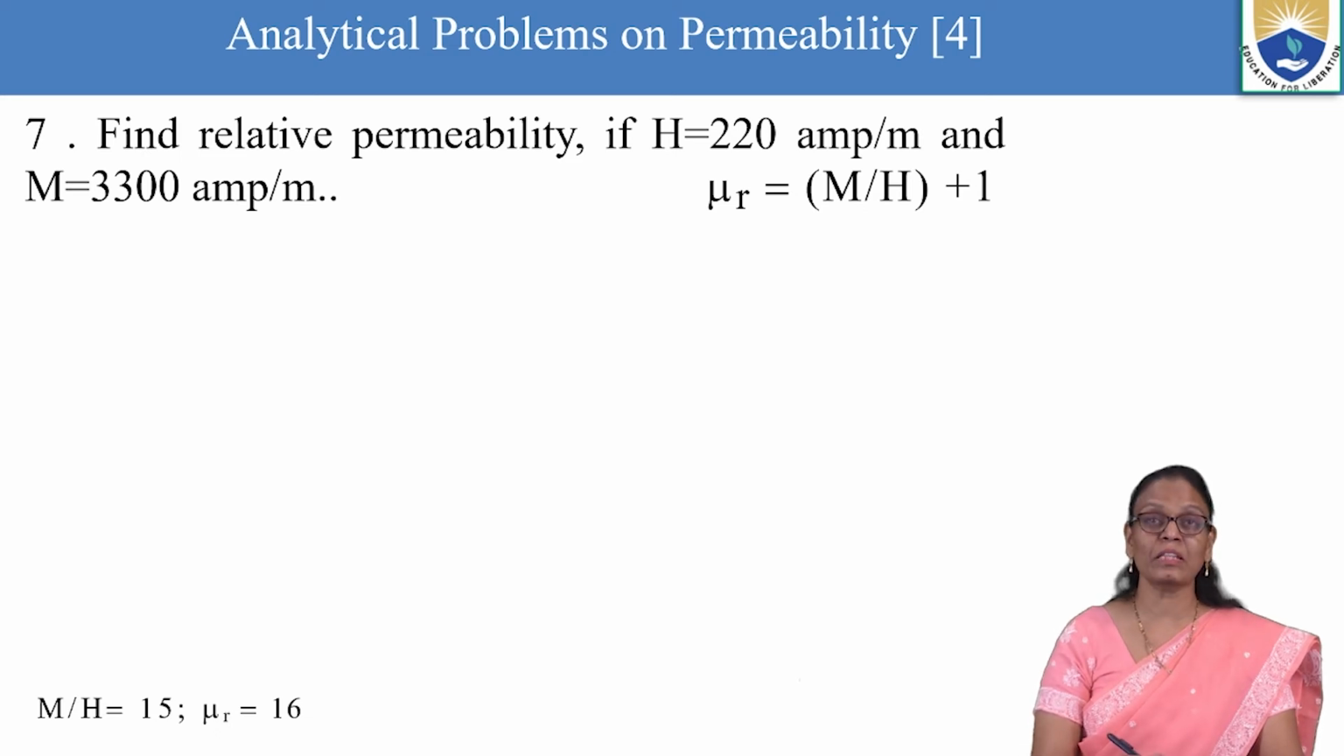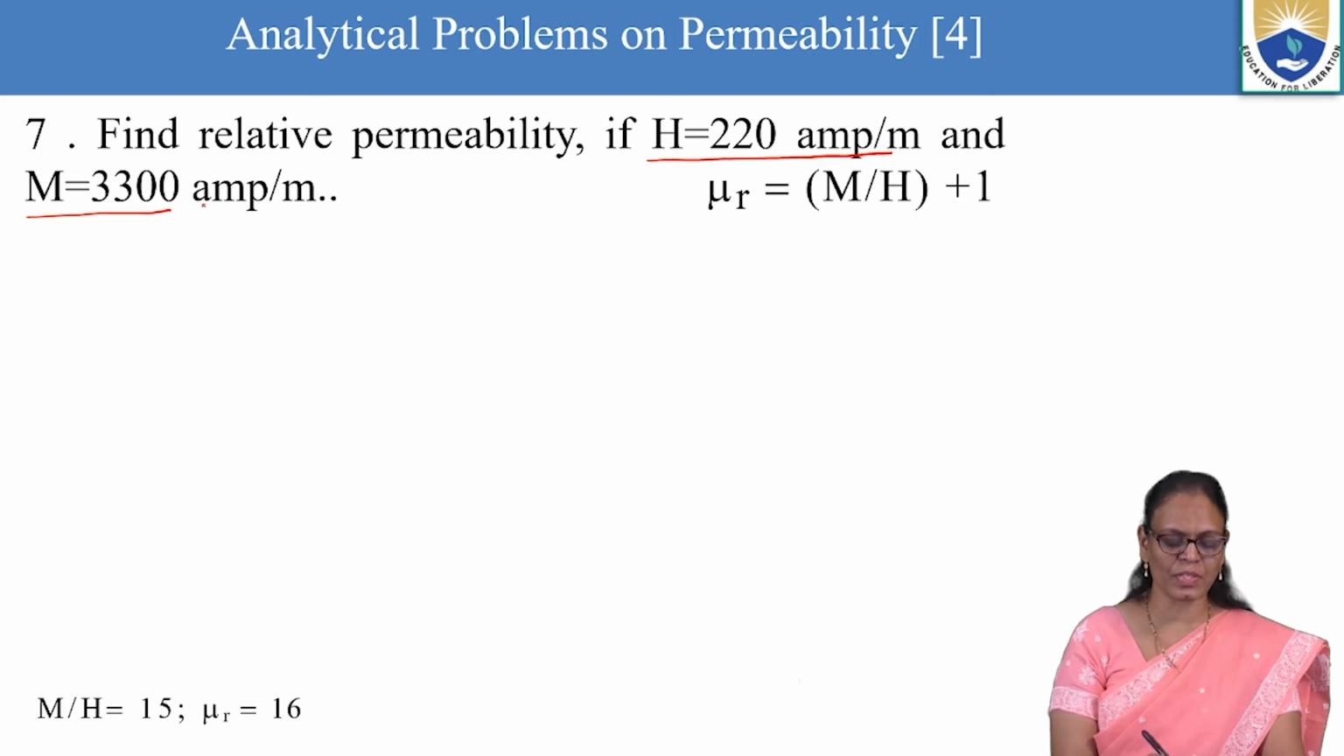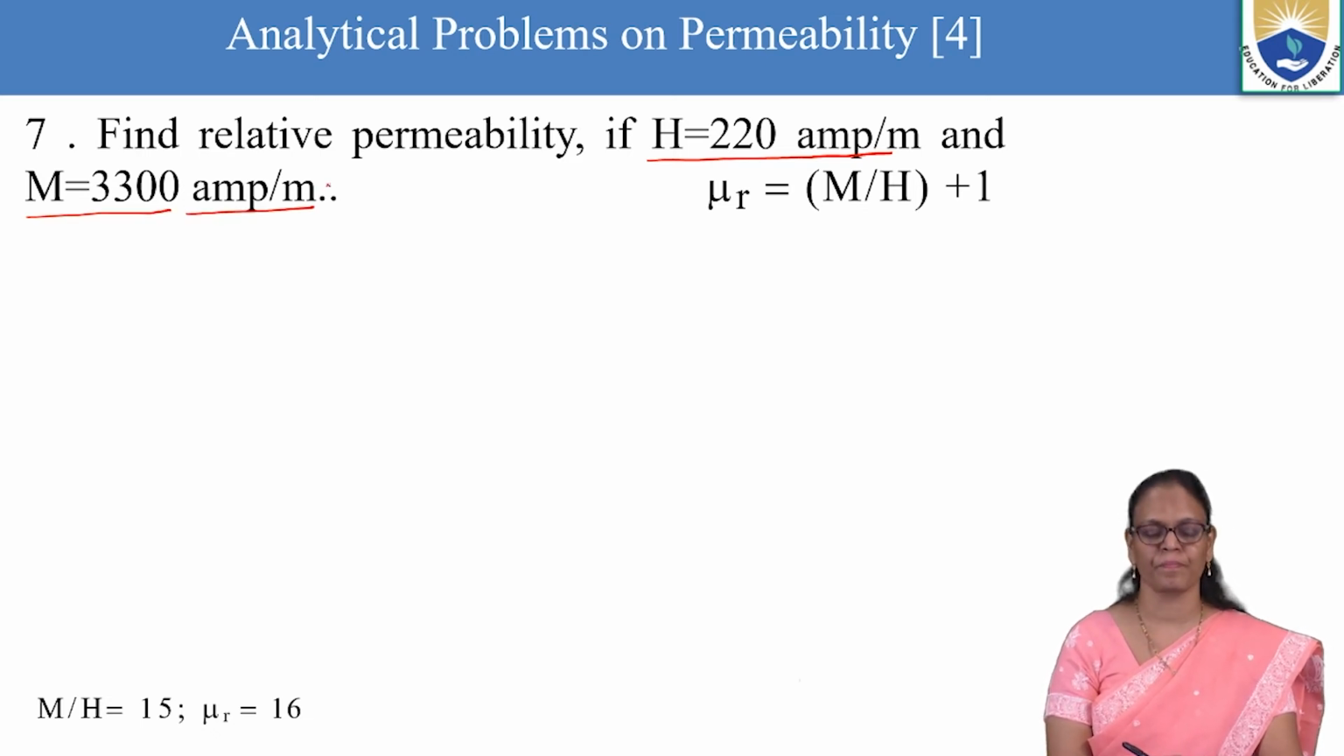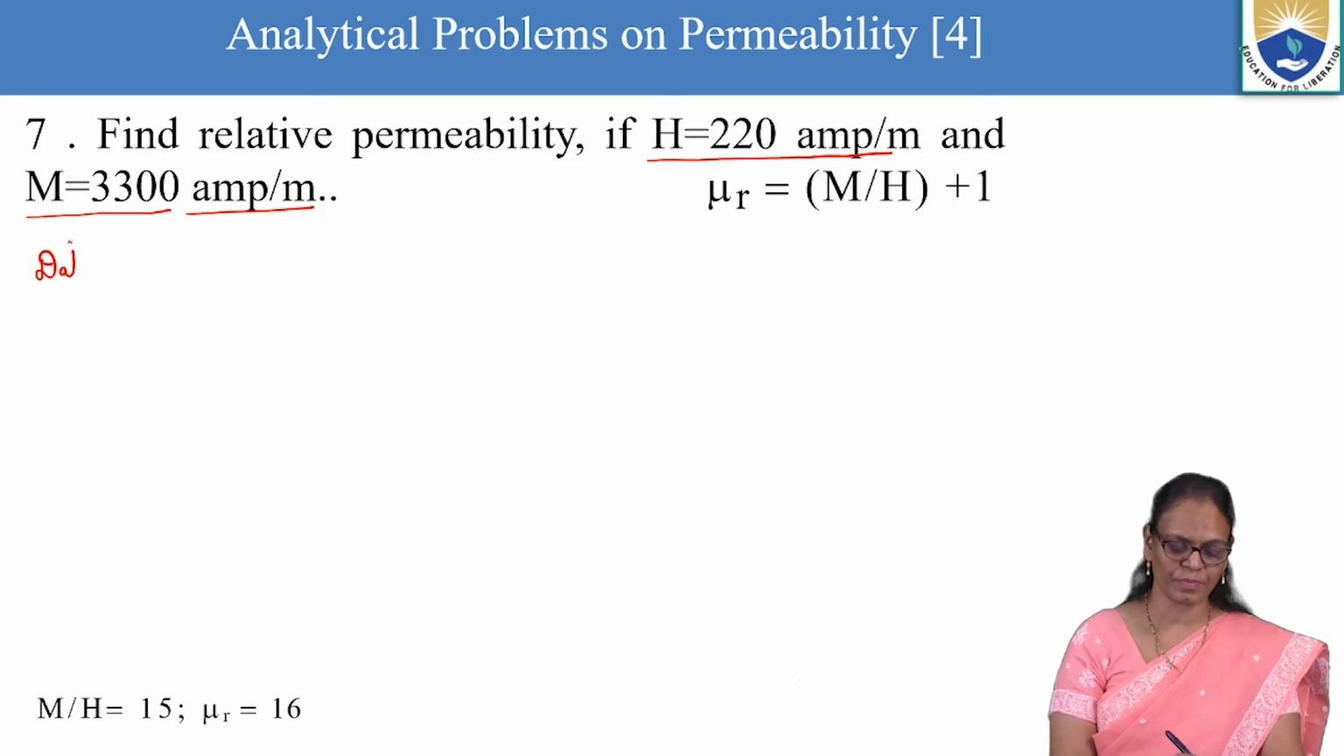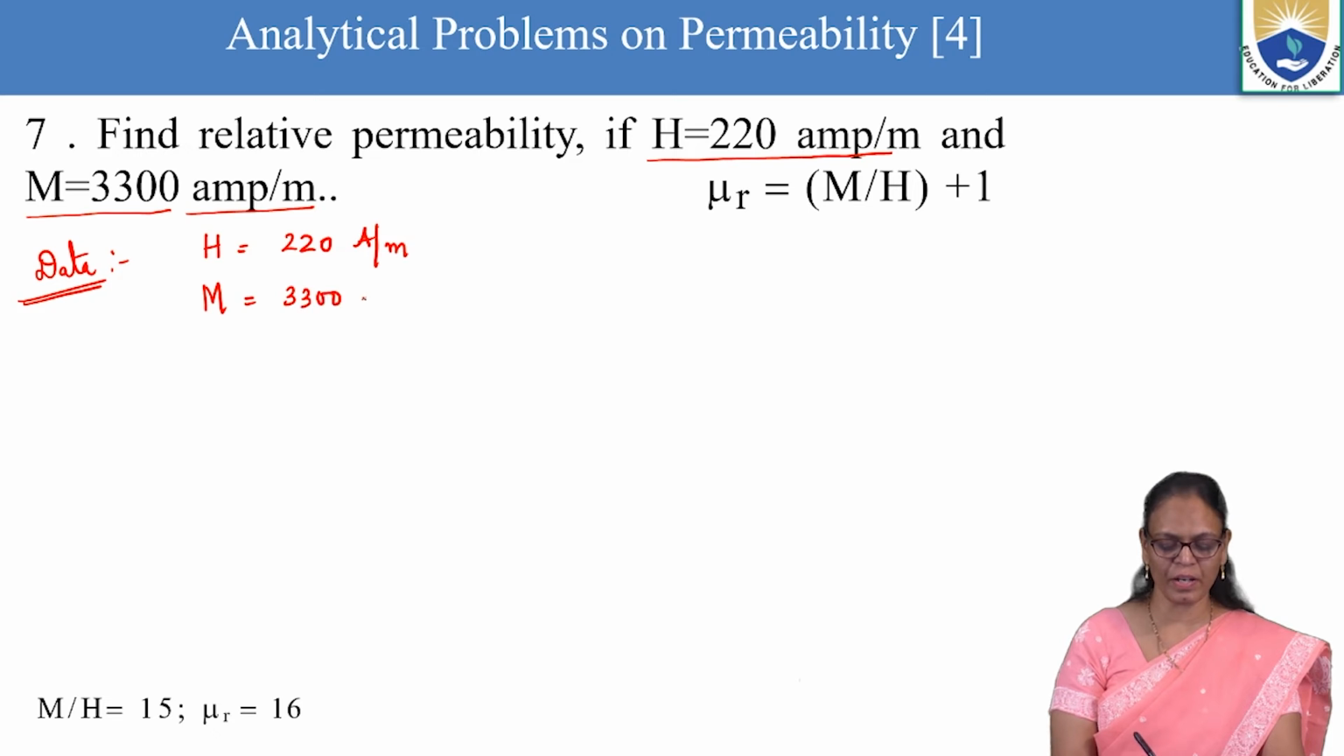Now coming to the seventh one. Find the relative permeability if H is 220 ampere per meter and M is 3300 ampere per meter. So we'll write the data first. H is given directly: H is 220 ampere per meter and capital M is 3300 ampere per meter. We have to find mu r.